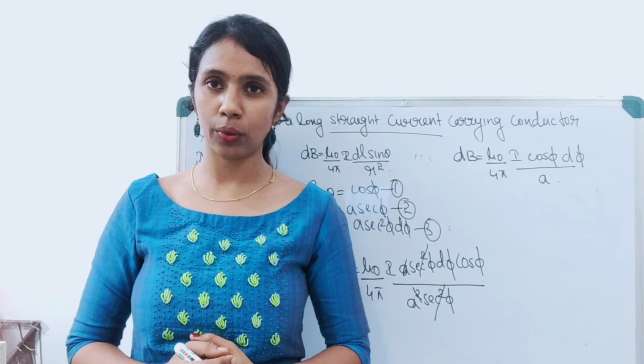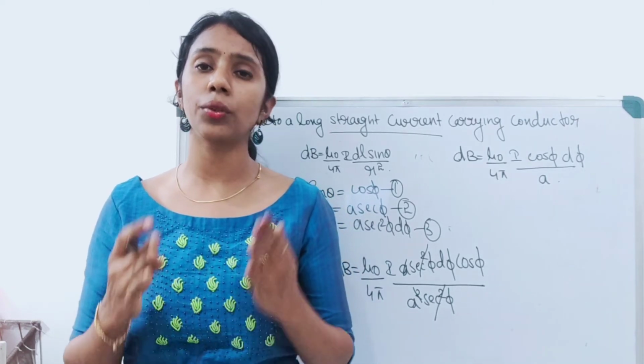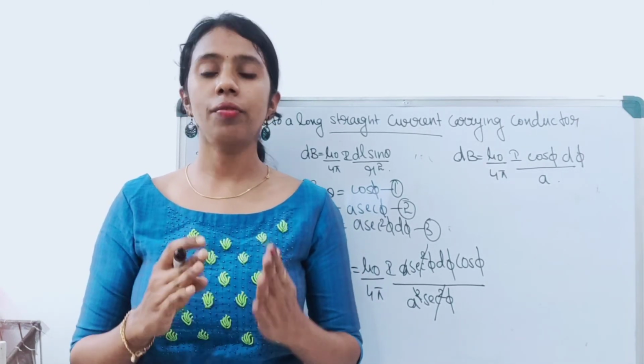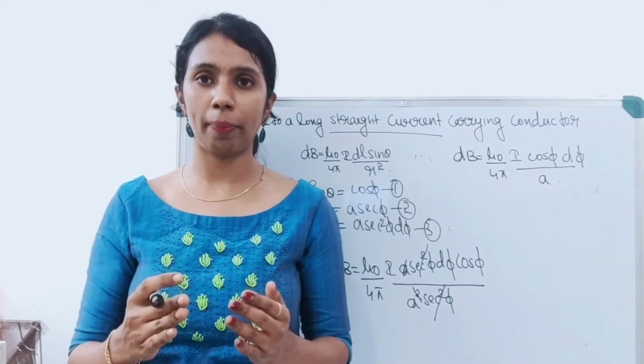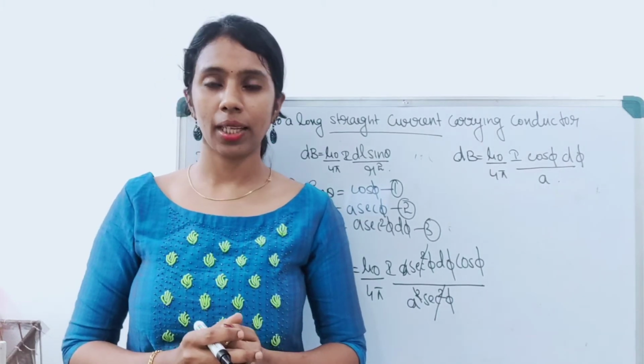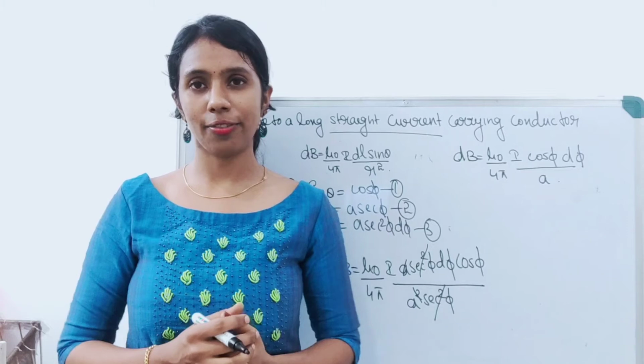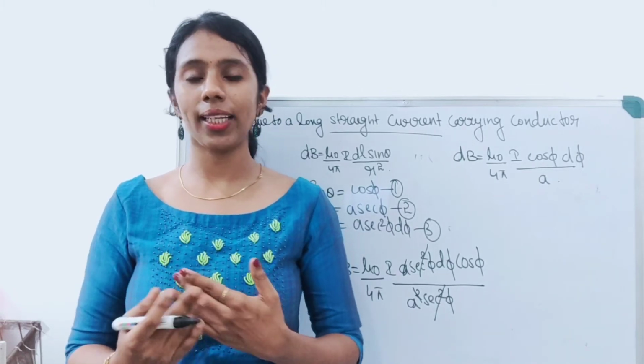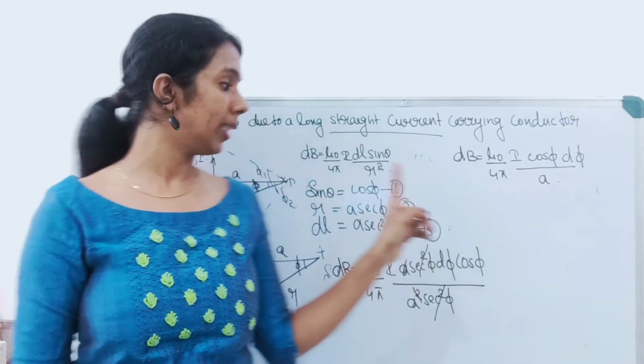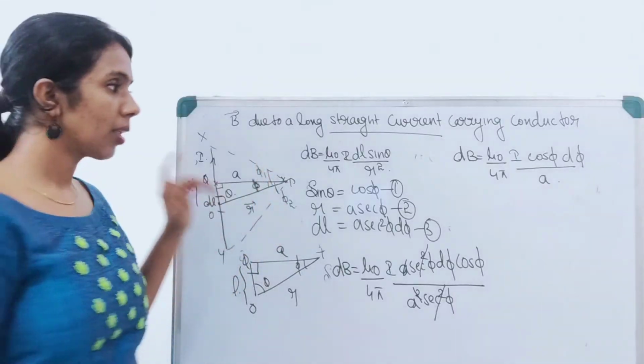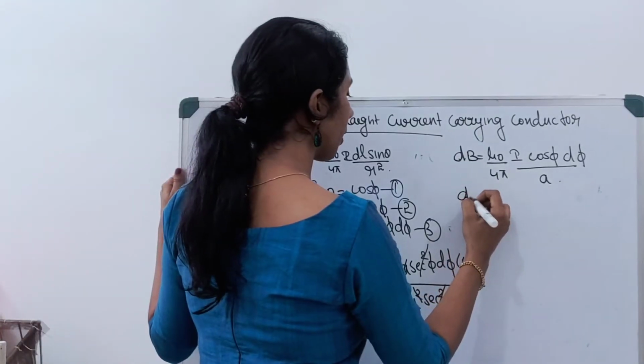According to the right hand rule, the direction of the magnetic field due to all current elements will be the same, that is into the plane of the paper, normal to the plane of the paper. Now, this magnetic field can be found by integrating this equation within the limits minus phi 2 to phi 1. So here I am integrating dB.